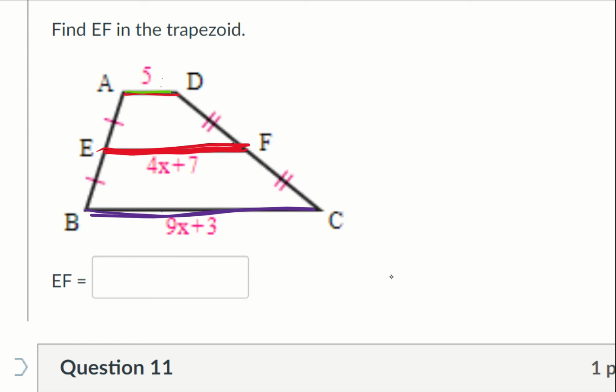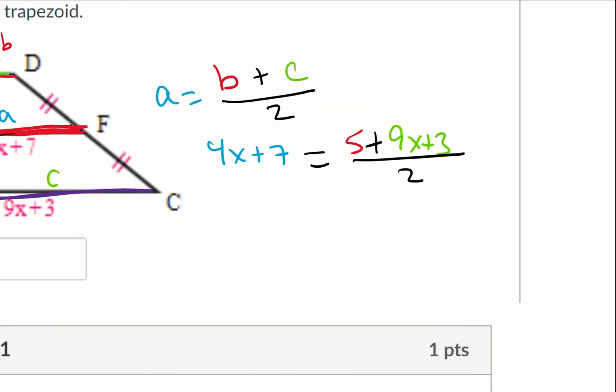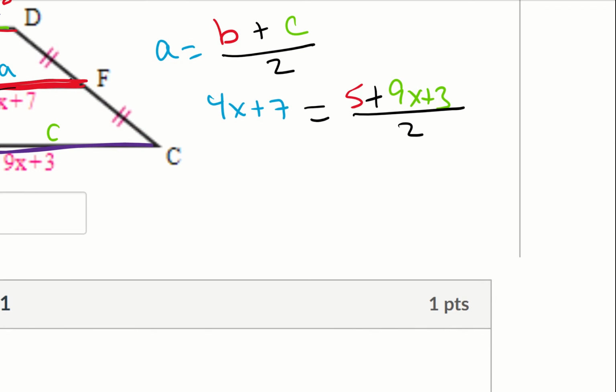So the bases here are 5 and 9x plus 3. Okay, and then we'll just write this as a formula so that we have it. So in order to get the length of the midsegment, we take the average of the bases. So the midsegment, A, is 4x plus 7, equals 5 plus C, where C is 9x plus 3, divided by 2. And we can solve this equation to get x and then to get the midsegment.